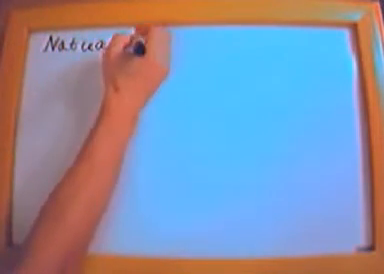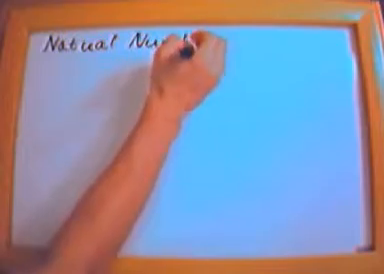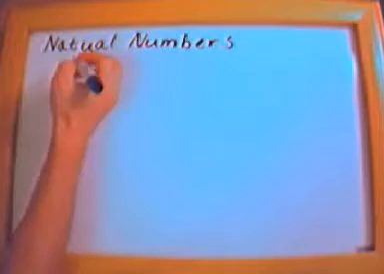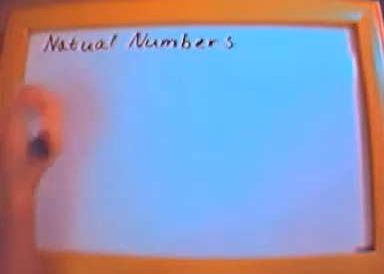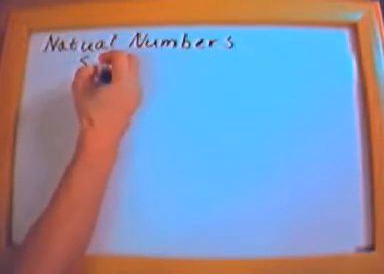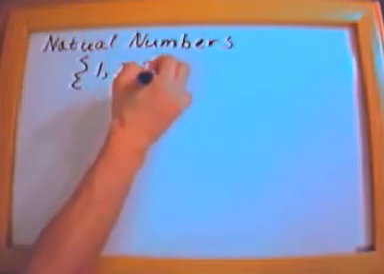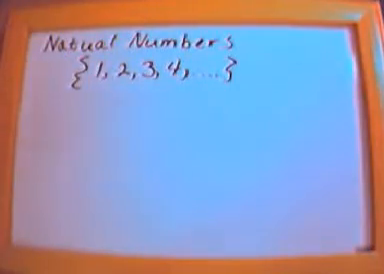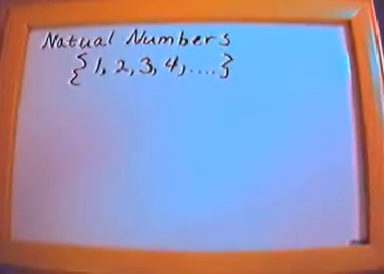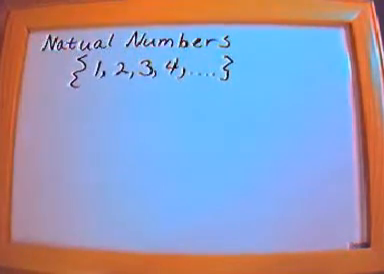The first thing is there are these things called natural numbers. Natural numbers are very simply positive numbers. So the set of natural numbers, the set meaning the collection of objects, would look like something like 1, 2, 3, 4, ... where the little curly braces indicate the fact that it's a set.